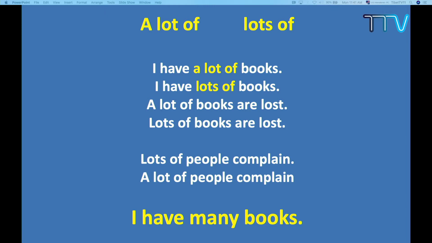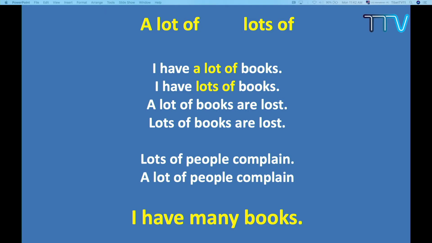Now you may be confused in using these two words. I have made so many mistakes regarding this thing. Now let us try to say goodbye once and for all to the confusion. A lot of and lots of. Both of these talk about the plural. It's up to you whichever phrase you use. This is a phrase, a group of words. I have a lot of books, or I have lots of books. A lot of books are lost, lots of books are lost.